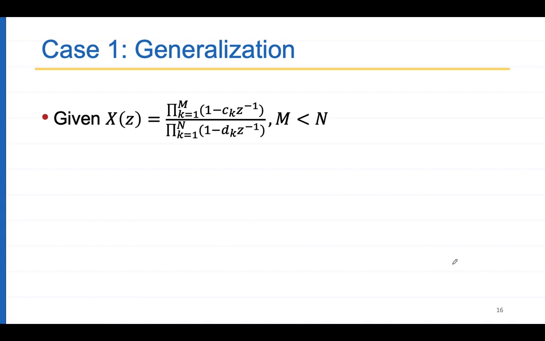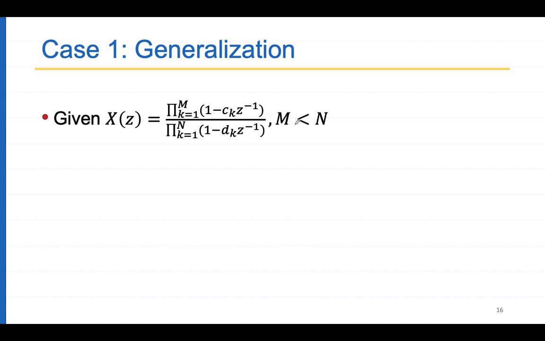Okay, so let's go to some generalization. We have seen X(z). So basically, if you get X(z) in this form, the denominator has N terms multiplying together, capital N terms, and the numerator has M terms multiplying, but capital M is less than capital N, because you want to get terms in the denominator where you can do partial fraction expansion. That's why you need capital M to be less than capital N.